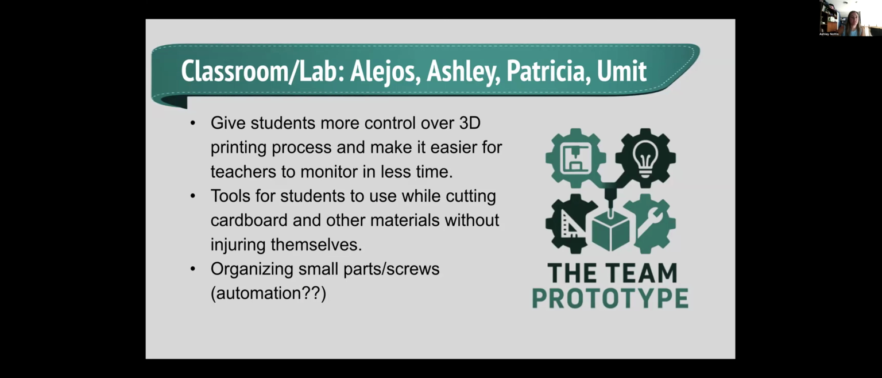The first one was giving students more control over the 3D printing process and making it easier for teachers to monitor in less time. We felt like it always falls onto the teacher to send the stuff, monitor it, set up the 3D printers. So coming up with a more efficient way for students to gain more control over their 3D printing. And then our second one was tools for students to use while cutting cardboard and other materials without injuring themselves. And then our final one was organizing small parts and screws, such as the VEX screws.